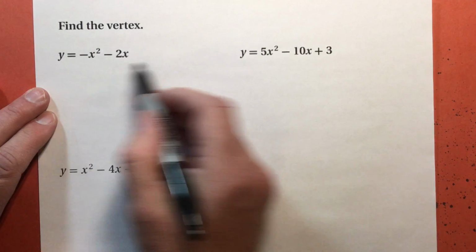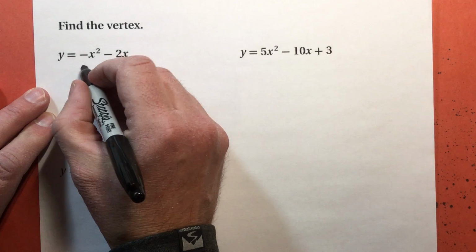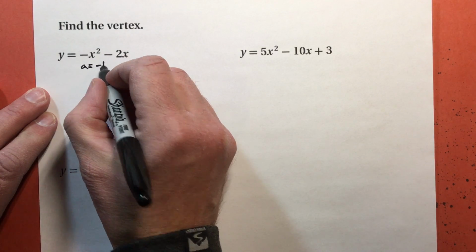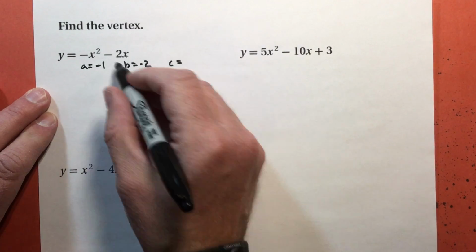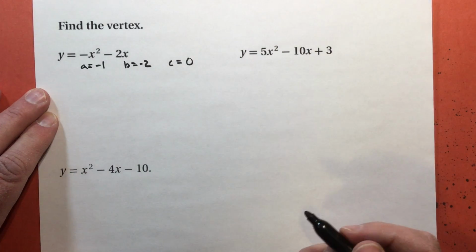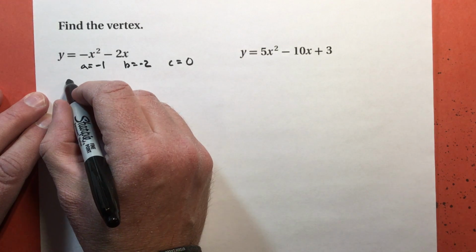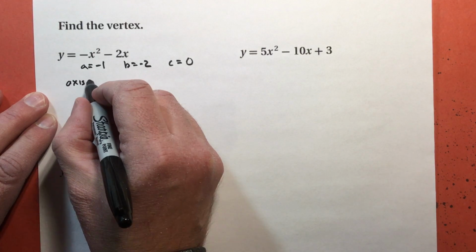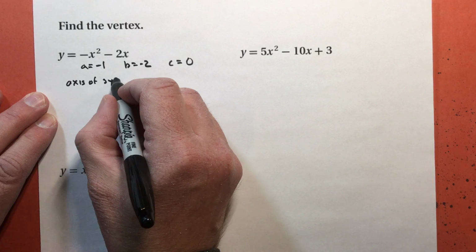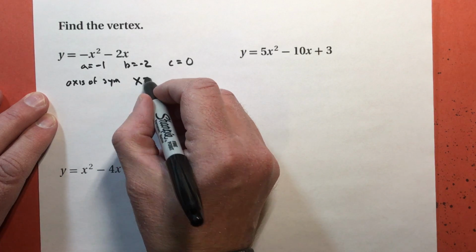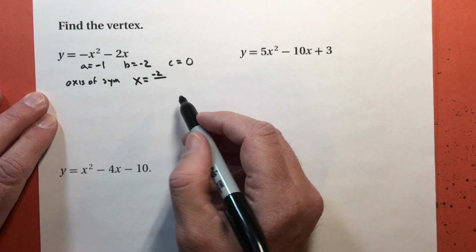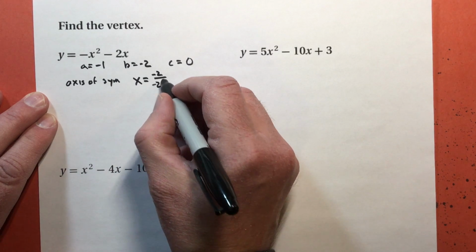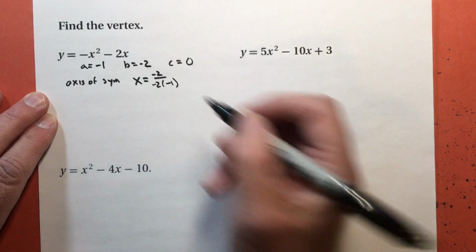So the first thing, all of these, if you look, they're already in standard form. My a equals -1, my b equals -2, and my c, which I can't see anything, is the hidden 0. So my axis of symmetry is going to be x equals negative b, which is negative 2, divided by 2 times a, which is negative 1.